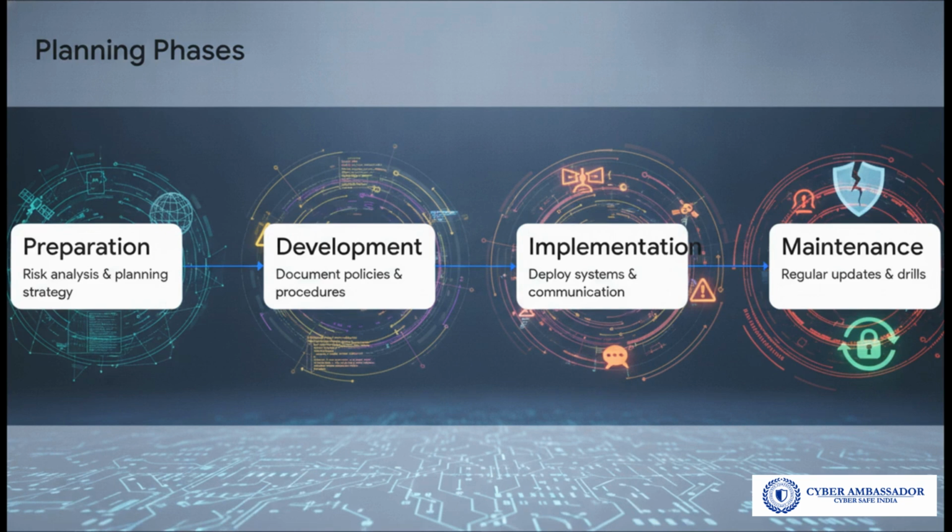But Phase 4, maintenance, is where most organizations completely fail. A CCMP is a living document, right? It requires regular updates and drills to keep pace with evolving threats.